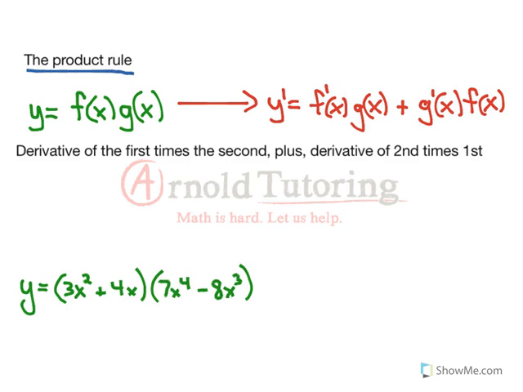So I've given an example here. Let's say we have y equals, so some function is the product of two different functions. So I've written that in terms of f of x times g of x. So that could be any function containing an x times another function containing an x. How do we go about that?